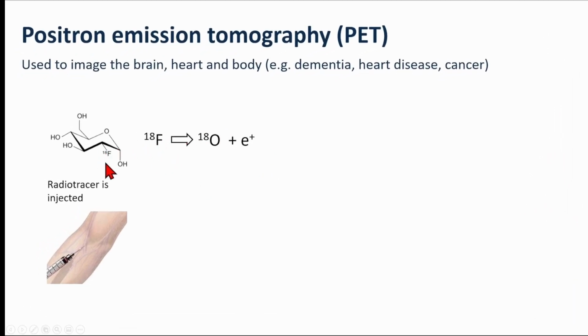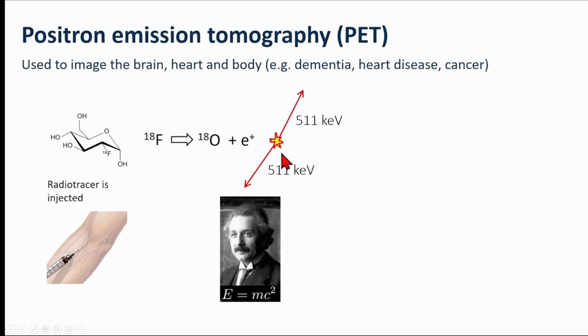The fluorine-18 in this molecule will decay by positron emission. A positron is going to meet an electron. There are so many electrons around, and you get matter-antimatter annihilation using E equals mc squared. We find out that the conversion of the rest mass of the positron and the rest mass of the electron, when converted to energy, gives us two 511 keV photons.